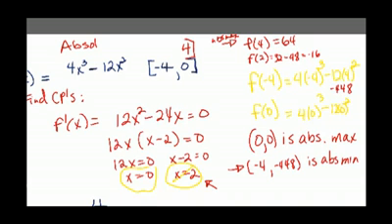Right, so depending on your endpoints, you can have different maxes and mins, but we're looking for the largest and the smallest. Alright, so make sure you check your critical points are within your specified domain, and plug in your endpoints and your critical points into your original function. The largest answer is a max, the smallest answer is a min.